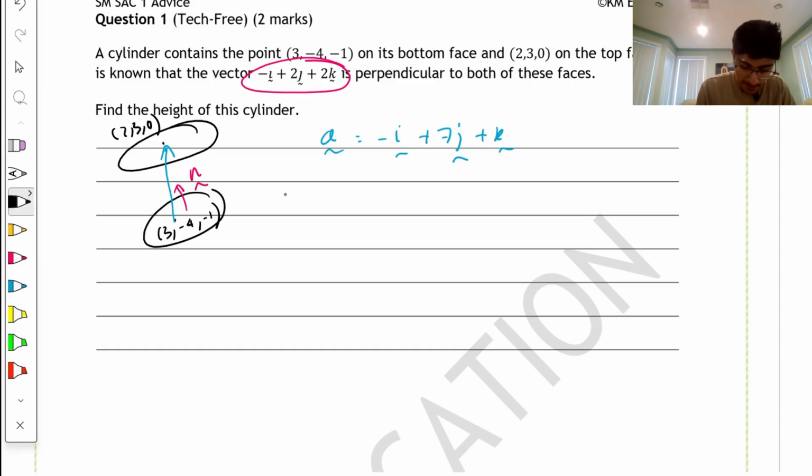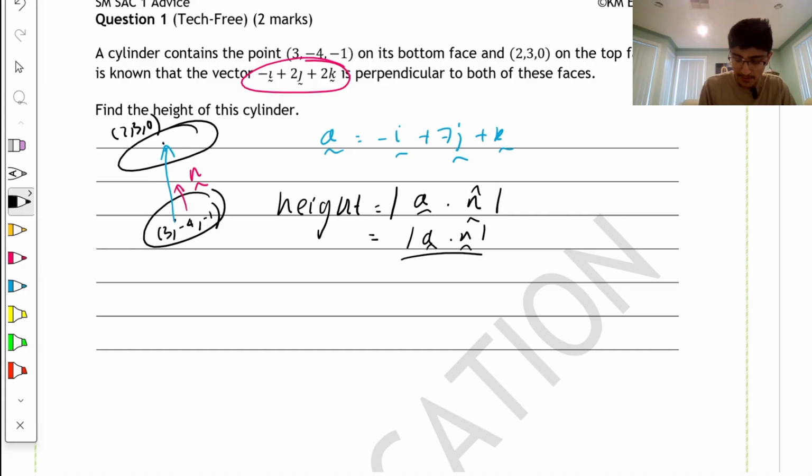So I can simply apply my formula. I say height is equal to the modulus of my scalar resolute. I'm going to first of all dot product the two vectors. I'll actually just rewrite it first. So I can rewrite it like this. I'm going to dot product my two vectors: -1 times -1 plus 7 times 2 plus 1 times 2.